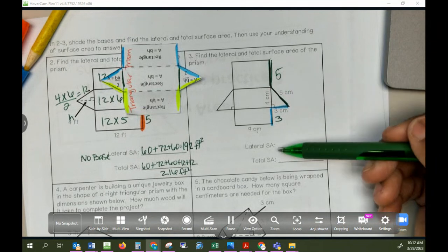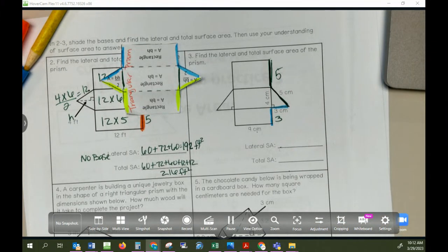So please go ahead and find the lateral and the total surface area. When you have it, do thumbs up. I'll come check yours. And if you're waiting on me, don't wait. Just move on to the next, because the next one we'll talk about the other way that we were doing the math. Yes, very close. This is 4.